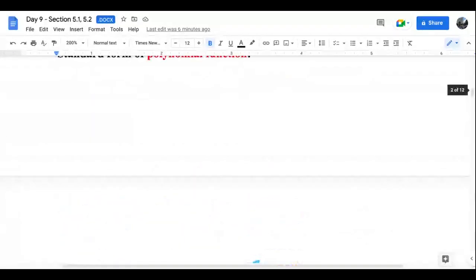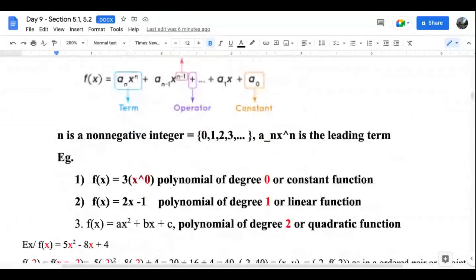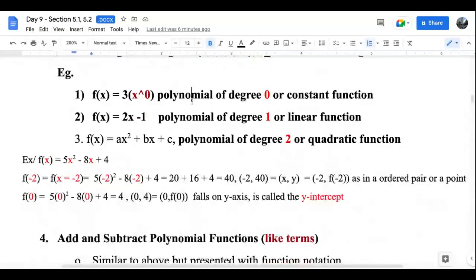And the polynomial of degree n starts from 0. It can be 0, 1, 2, 3, and so on and so forth. Right? The first term with the n-th power is called the leading term, and the number before it is called the leading coefficient. Let's see this example. f of x equals 3, right? Constant function, polynomial of degree 0. 2x minus 1, polynomial of degree 1, or linear function. Then a polynomial of degree 2, or quadratic function.